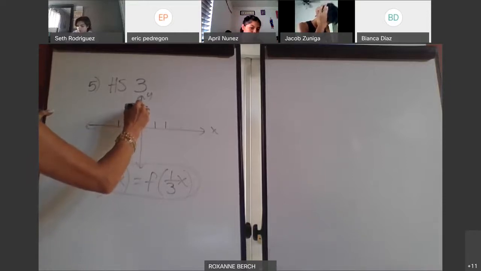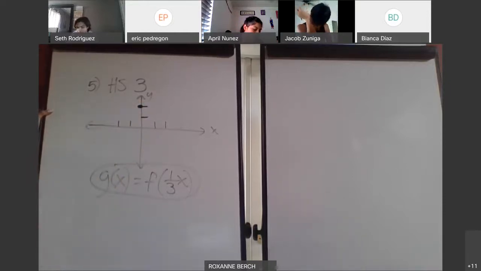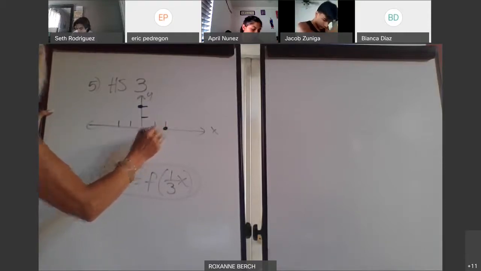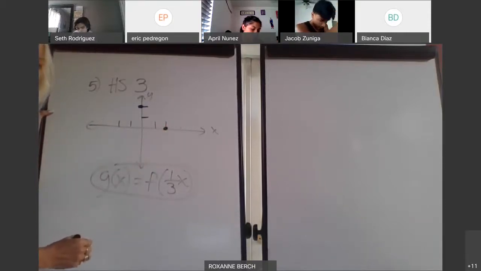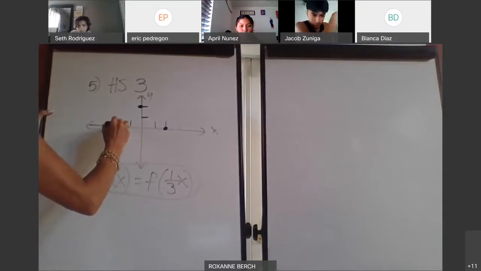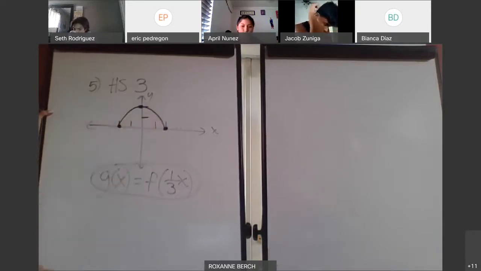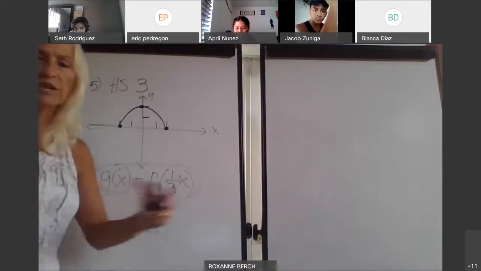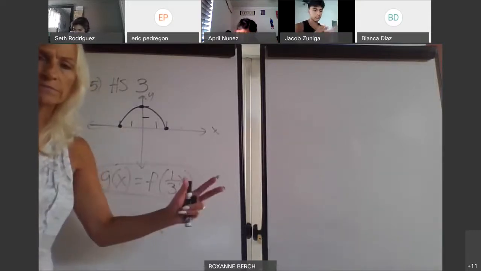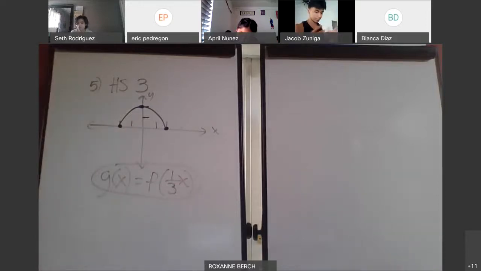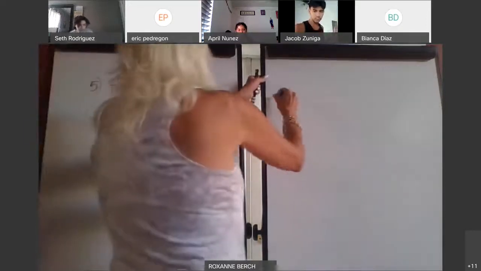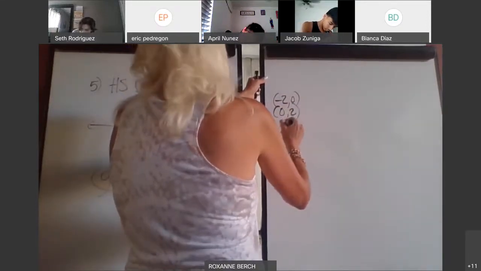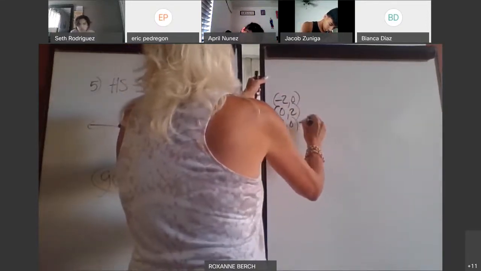Zero up 2, right 2, 0, left 2, 0, right? Show me what a horizontal stretch looks like with your hands. Okay, so these points are left 2, 0, 0 up 2, and right 2, 0.